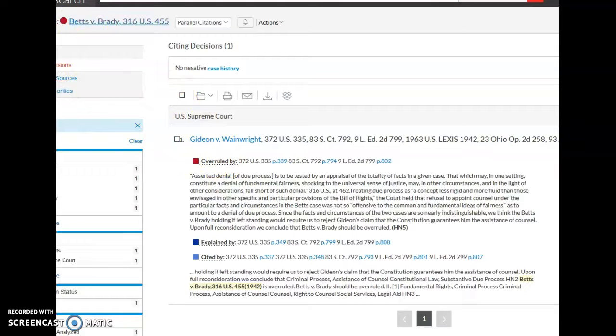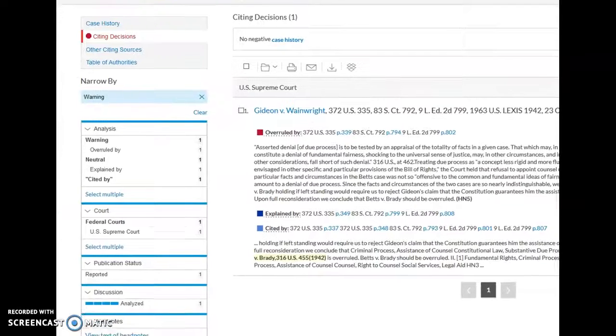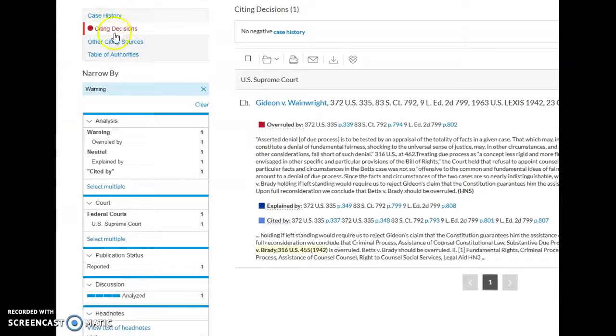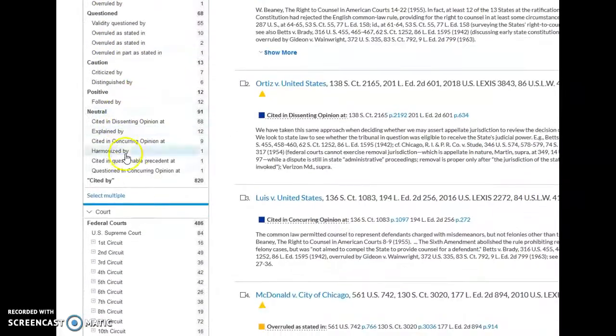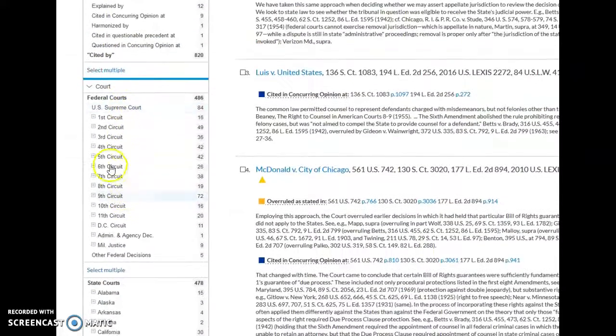And then to get even more information, you can come over to the left where you have case history and citing decisions. Okay, and click on citing decisions. And here you'll get even more information about the different court cases that have cited either positively or negatively to Betts v. Brady. There have been some warnings, there's been questions, and so on. And then as you go further down, get even more information.